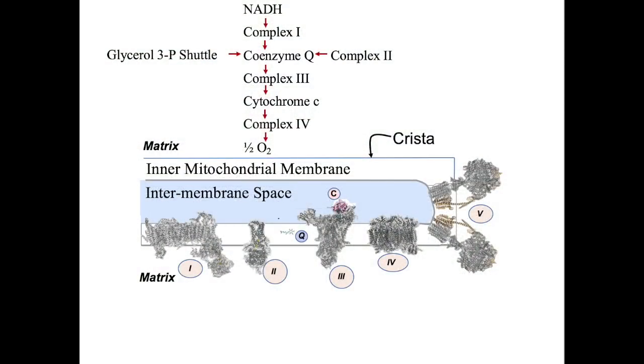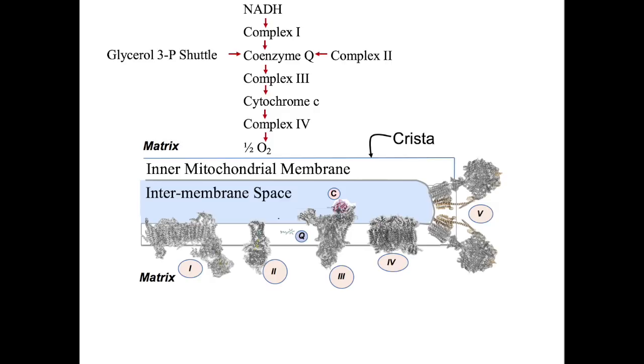This is a schematic of the electron transport chain, and you need to know this very well. So electrons basically come in from the glycerol 3-phosphate shuttle, from NADH, and from the entry of electrons from succinate via complex 2. And we saw that in the TCA cycle. NADH donates its electrons to complex 1, the glycerol 3-phosphate shuttle, and both complex 1 and complex 2 donate their electrons to something called coenzyme Q.